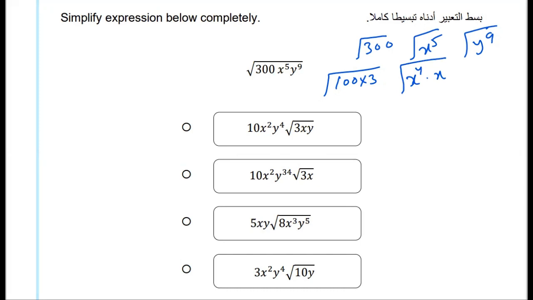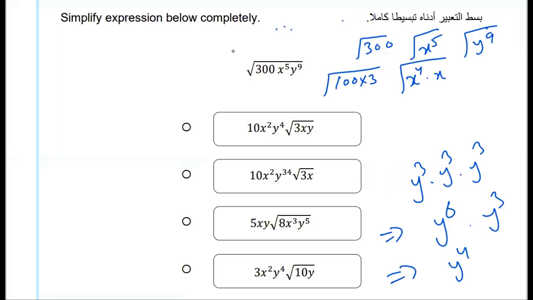For example, if you want to write y to the power 9 as y cubed times y cubed times y cubed, is it possible? But 3 is not a perfect square. Okay, so we can write y to the power 4 whole squared, which is y to the power 8, times y. So that is the best way, because y to the 4 whole squared is a perfect square. Means you can write y to the power 8 as y to the 4 whole squared times y, square root. Now look at that.